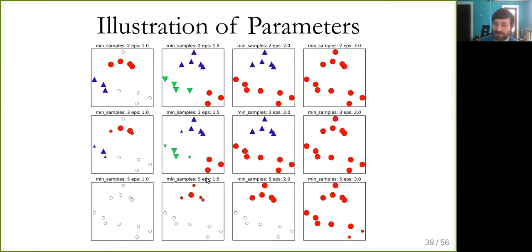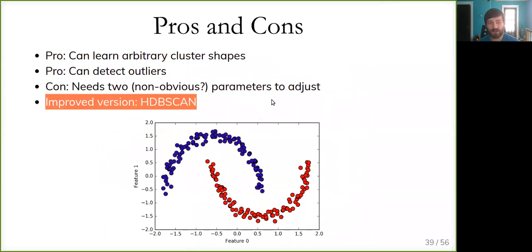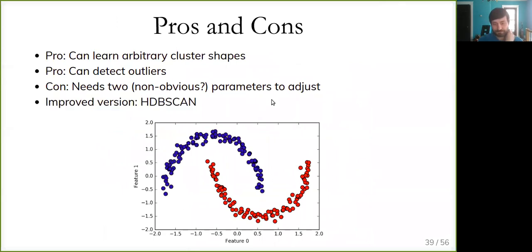So the min samples parameter is a little bit easier to tune than the EPS parameter in this case, in the sense that it basically just determines at what size you consider a group of noise points noise, and when you consider them a cluster. And as I said, there's an improved version called HDBSCAN.